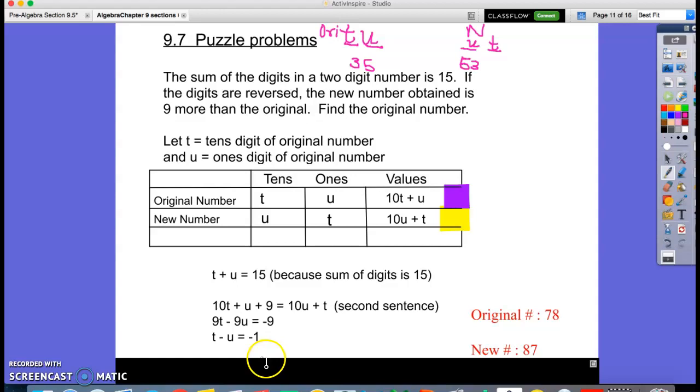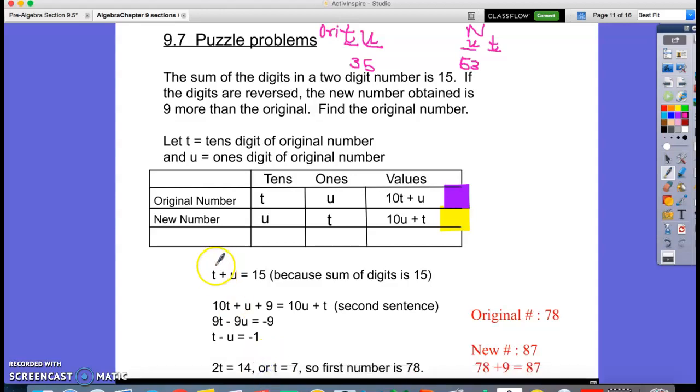So now we have two equations. And then I'm going to add these two equations. So u cancels out. t plus t is 2t equals 14, or t equals 7. So if t is 7, u is 8, right? 7 plus 8 is 15. So the original number is 78. The new number, when you reverse the number, will be 87.